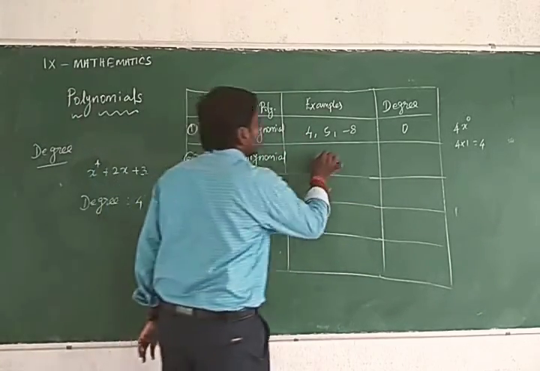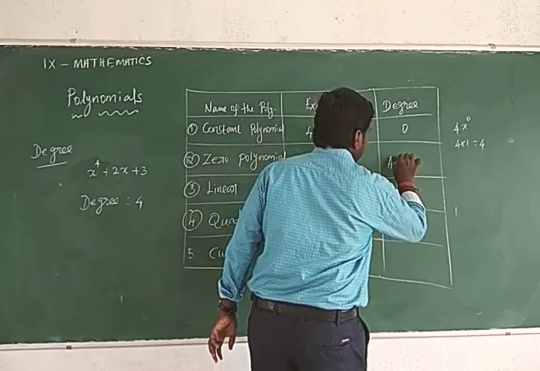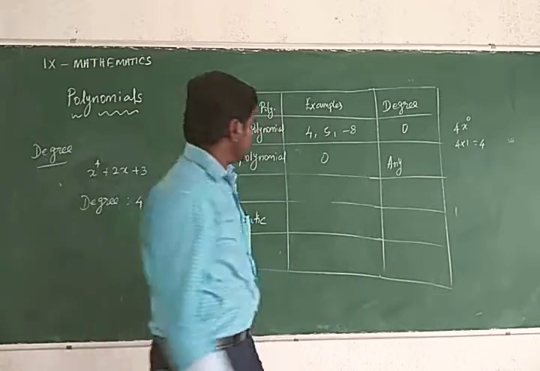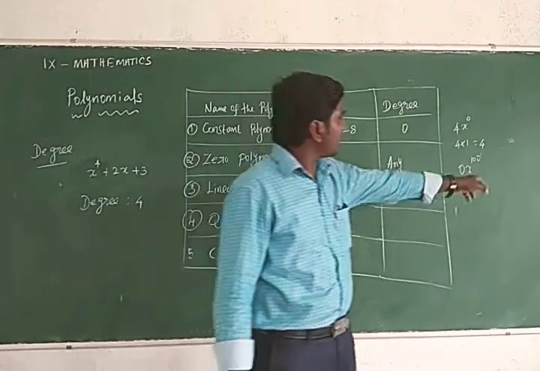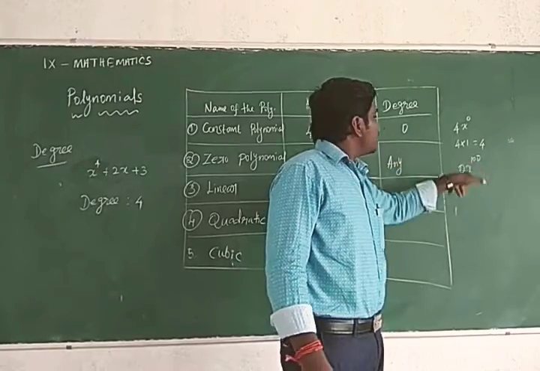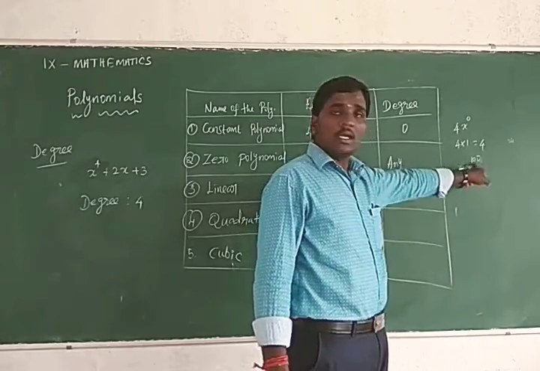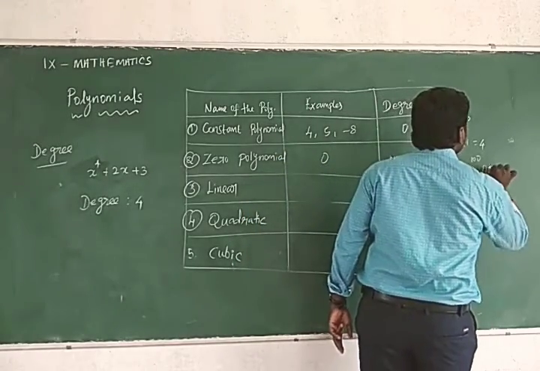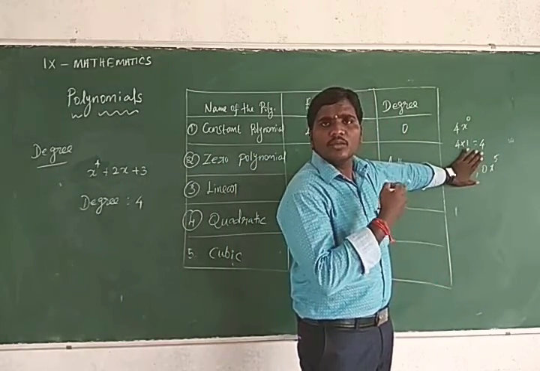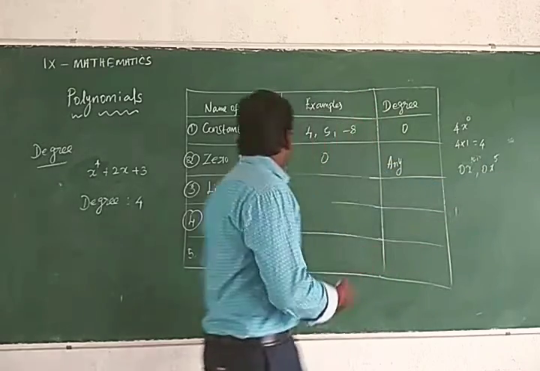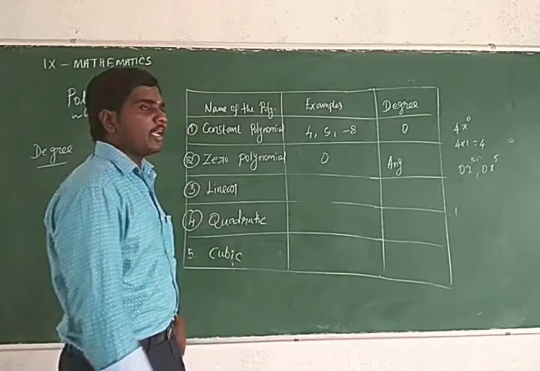Next is the zero polynomial, simply 0. Degree: any degree. How? 0 into x power 100. The power is 100, but 0 into x power 100 is 0 only. So the degree here is 100. Or 0 into x power 5, the degree is 5, but the answer is 0 only. So the zero polynomial is simply 0, with any degree.